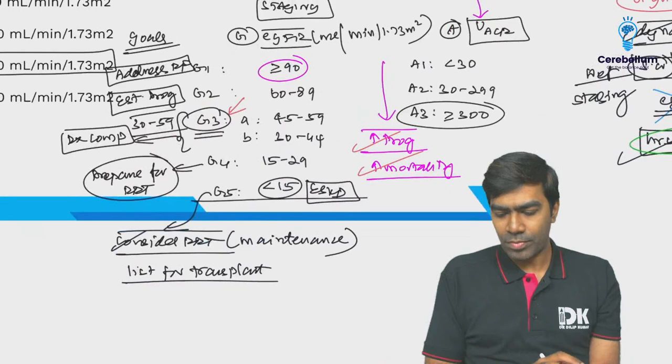Both drugs have been shown to improve outcomes. They have been shown to reduce the progression of ADPKD. So how it works, don't ask me. It's a complicated mechanism. It's based on the genetics. So these are the important pointers with regards to ADPKD.